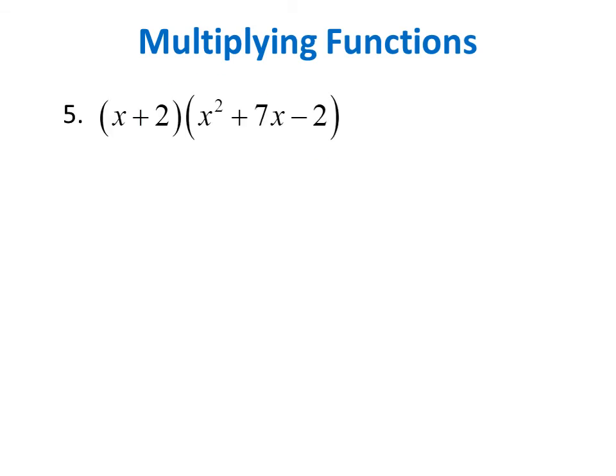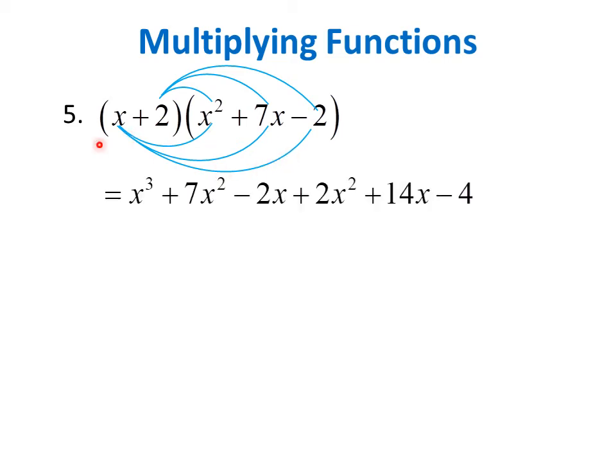This time, let's multiply a binomial by a trinomial. Let's say we have to multiply the binomial x plus 2 by the trinomial x squared plus 7x minus 2. First, let's multiply the first term of the binomial to each term of the trinomial. So we have x times x squared. That is, copy the variable x, and add the exponent. So we have exponent 1 plus exponent 2.